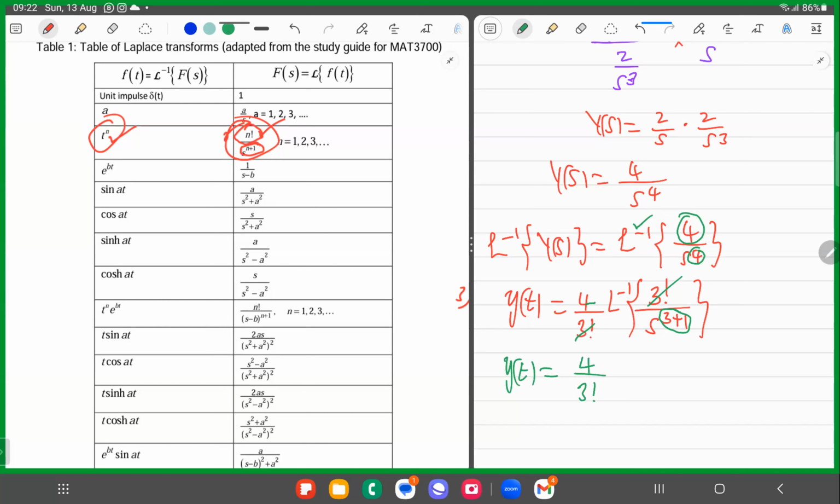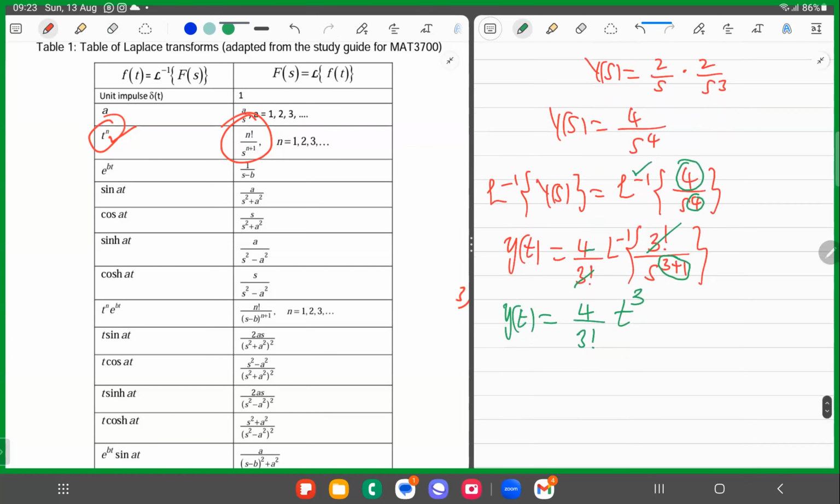So if you have this, n factorial over that, it becomes t to the power n. So at this point, what does it become? It becomes t to the power n, and the n is 3, like the n factorial. It's like 3. So it's that one. And then now, what is all this?